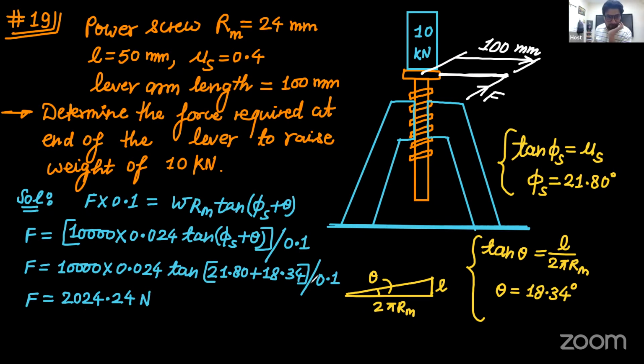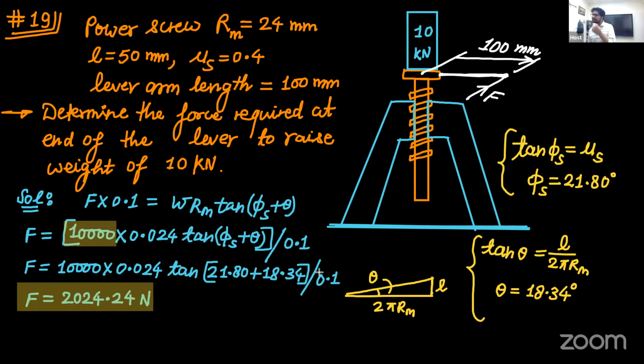Okay, so we need to raise a load of 10 kilonewton, and we need to apply a force of only 2 kilonewton. Now that prompts us to calculate something called the efficiency of a power screw. How much is the work input we are giving and how much is the work output we are obtaining? Let's define the efficiency of the power screw.